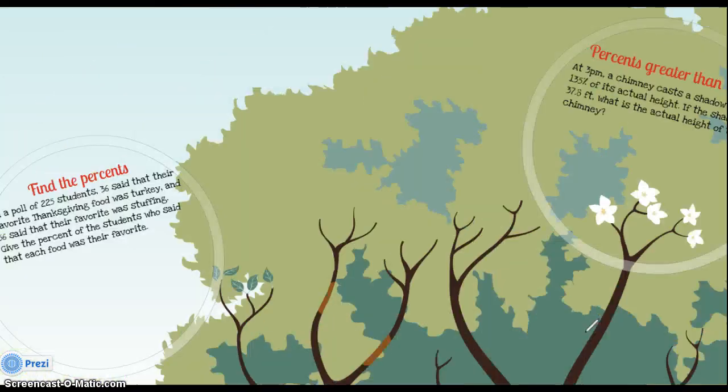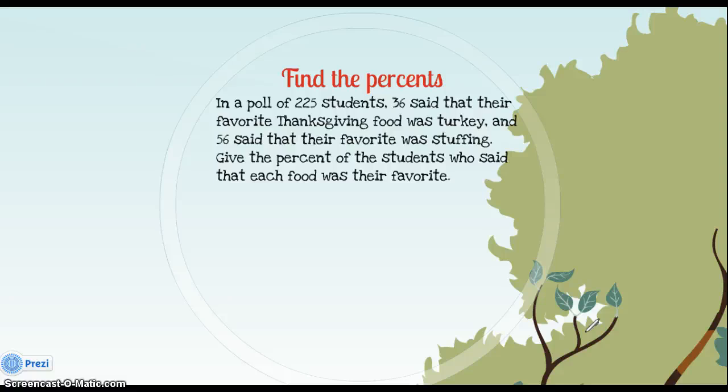And the last one, which is a two problem really. In a poll of 225 students, 36 said that their favorite Thanksgiving food was turkey, and 56 said their favorite was stuffing. Give the percent of the students who said that each food was their favorite. So find what percent each one would be. Now, we didn't do this one, but I'm sure you can use the I, O, and P to find the percent.